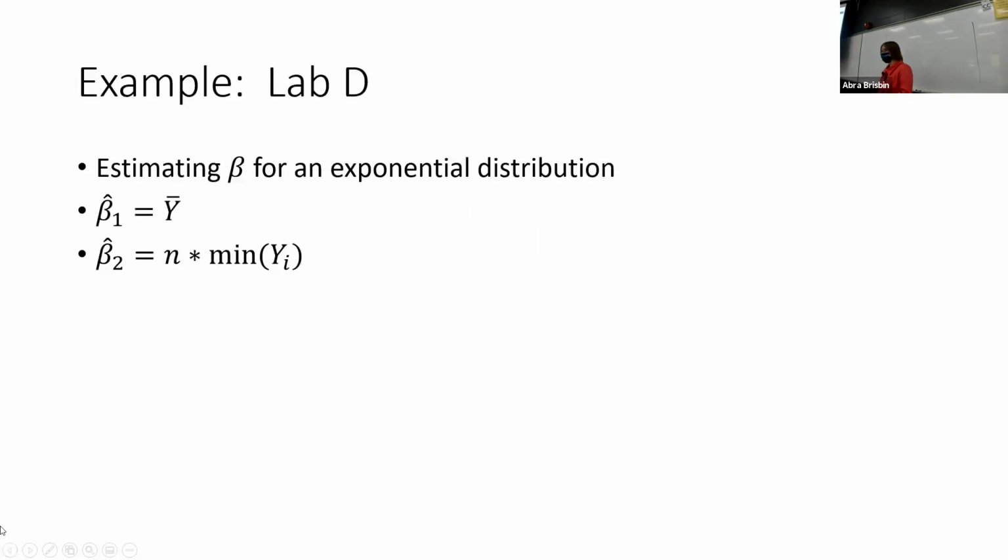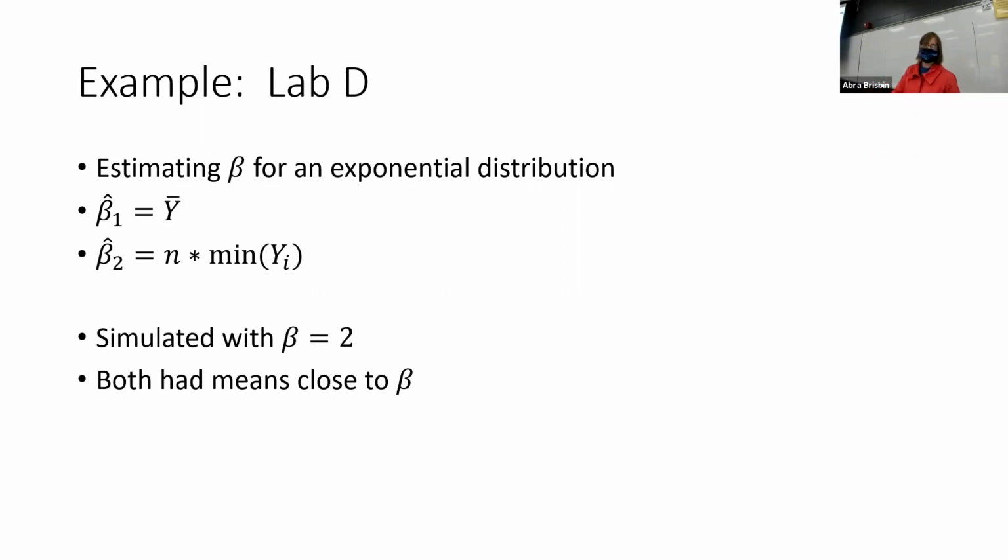All right, so for example, in our lab yesterday, we were estimating the mean beta for an exponential distribution. And we had two different estimators. Beta 1 hat was y bar, and beta 2 hat was n times the minimum of the y sub i's. And you saw that when we simulated them with beta equal to 2, they both had means that were close to beta. So that tells us that they're probably both unbiased.